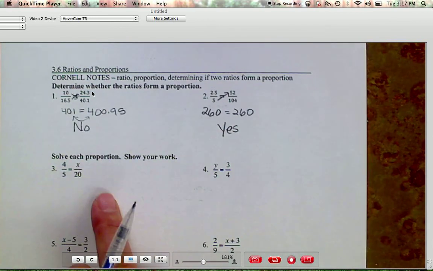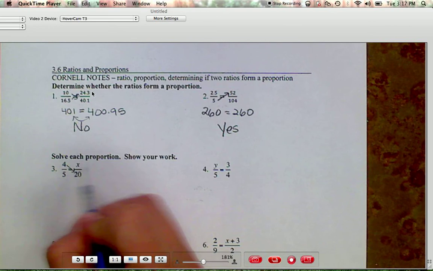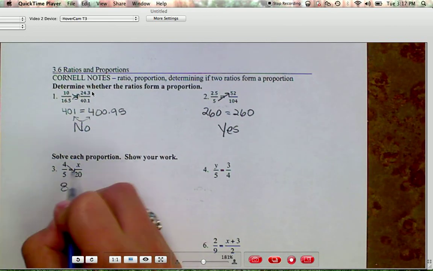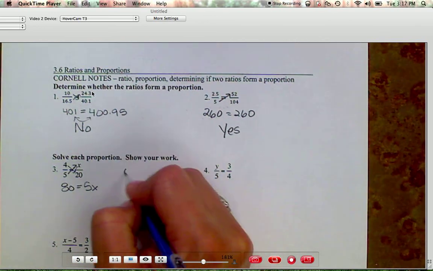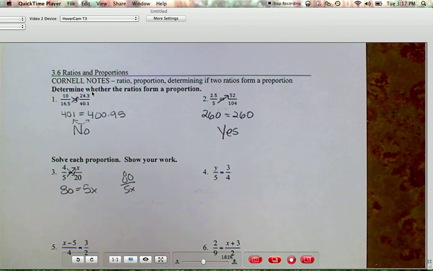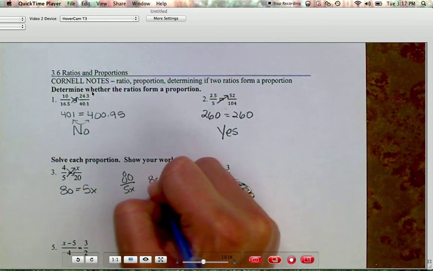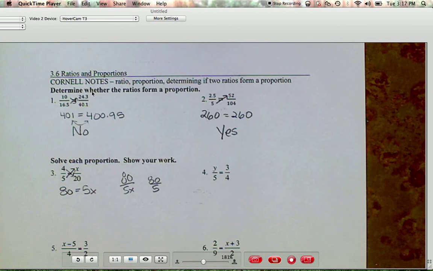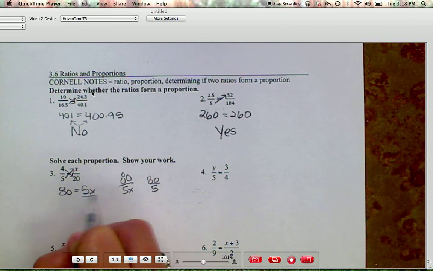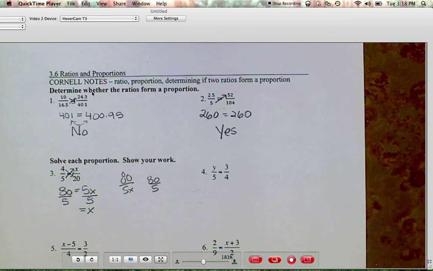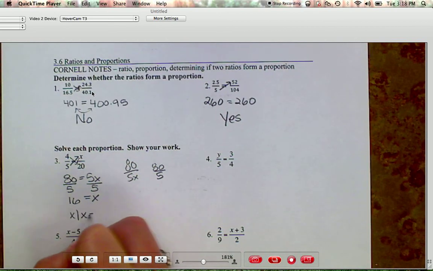So solve each proportion and show your work. Cross multiply. 4 times 20 is 80 equals 5 times x. For some reason, I get students every year that do this, 80 over 5x. That's wrong. Don't do that. Don't even do 80 over 5. That's also not how I want you to do it. When you cross multiply, you set them equal to each other. Then you use algebra to solve. So we do eventually divide both sides by 5, but you need to make sure that you are doing this the proper way. So 80 divided by 5 is 16. So x equals 16.